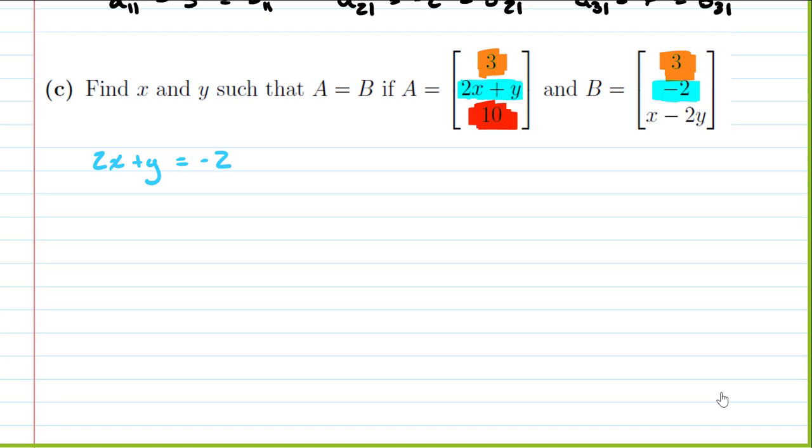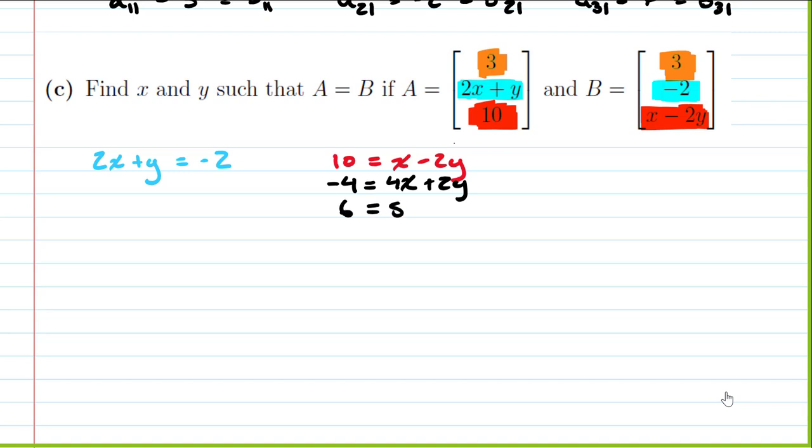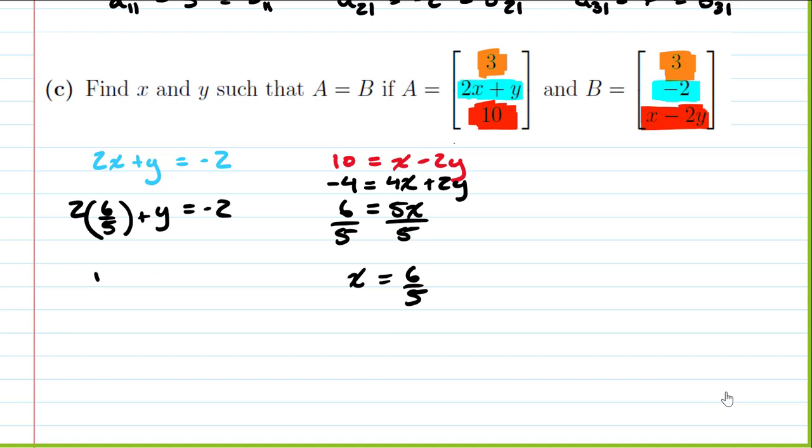Similarly, if I look in row 3, column 1 in matrix A, I get 10, and row 3, column 1 of matrix B, I get x minus 2y. So for these two matrices to be equal, I would have to have 10 equal to x minus 2y. So if I multiply equation 1 by 2, it's going to give me negative 4. This should have been 4x plus 2y. That gives me 6 is equal to 5x. Divide by 5, and I get x is 6/5. And then I put that back in. 2 times 6 over 5 plus y equals negative 2. Gives me 12 over 5 plus y equals negative 2.